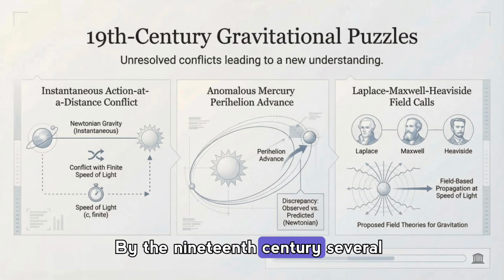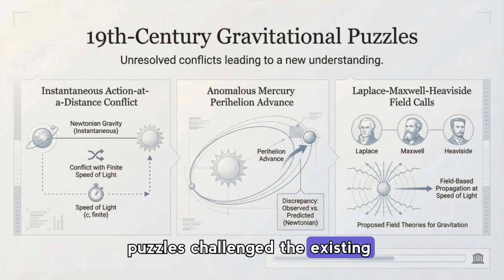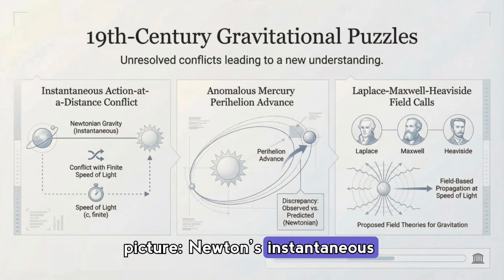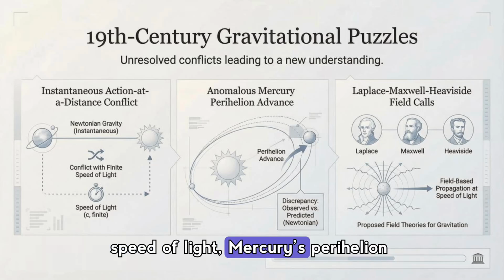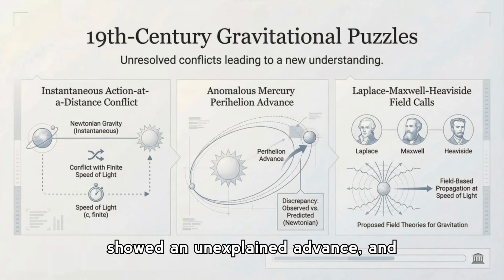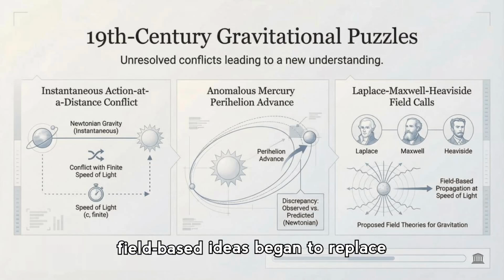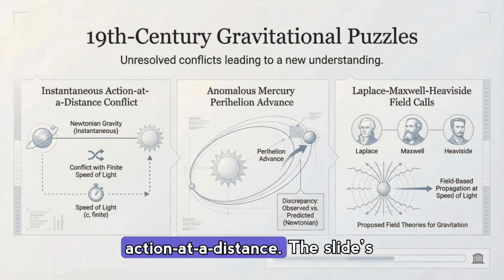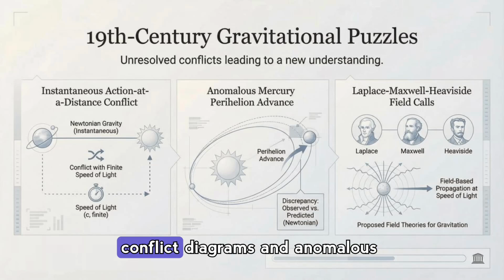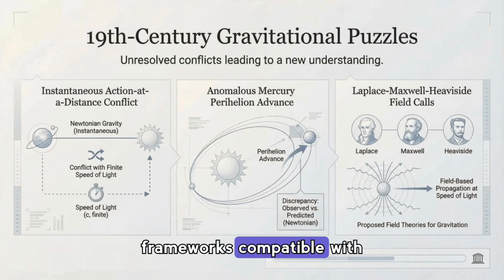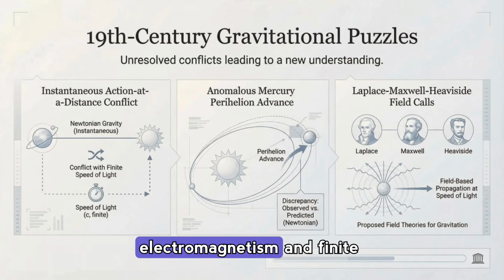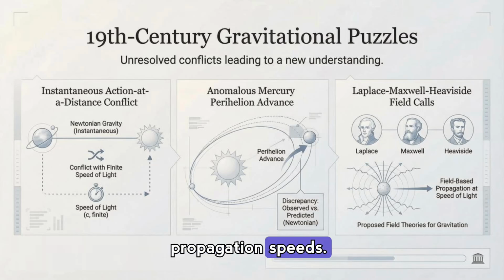By the 19th century, several puzzles challenged the existing picture. Newton's instantaneous action conflicted with the finite speed of light, Mercury's perihelion showed an unexplained advance, and field-based ideas began to replace action at a distance. The slide's conflict diagrams and anomalous orbit show why scientists sought new frameworks compatible with electromagnetism and finite propagation speeds.